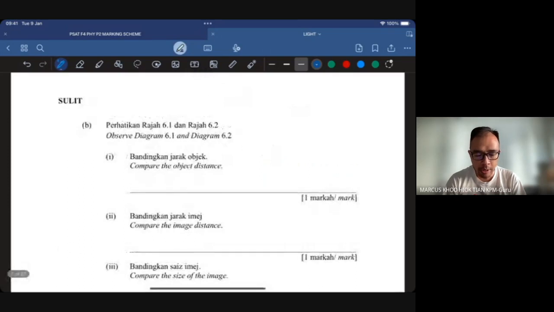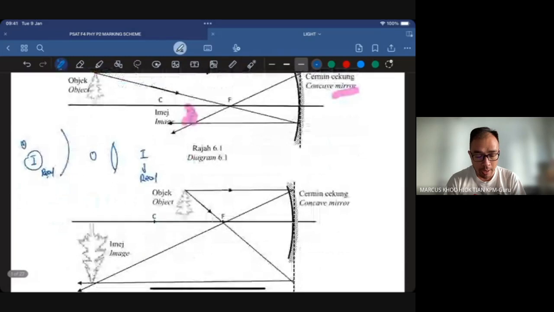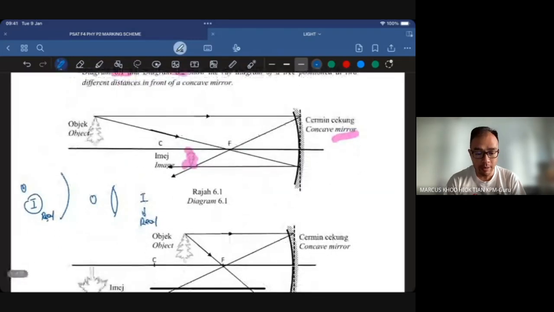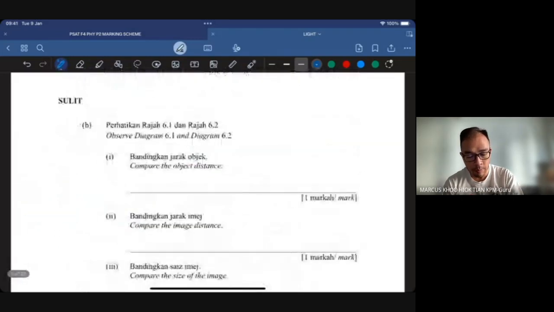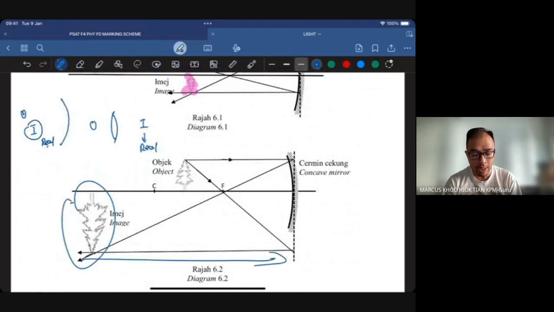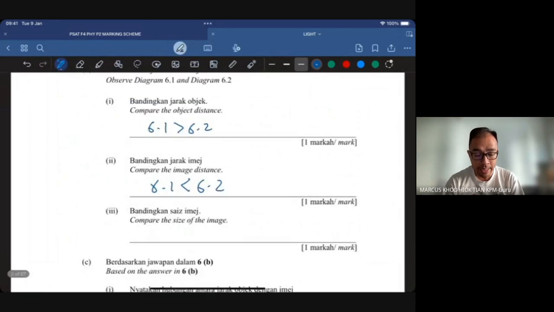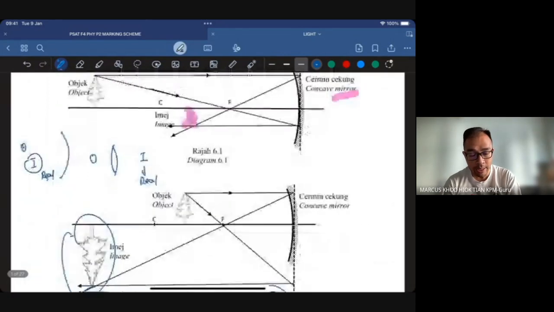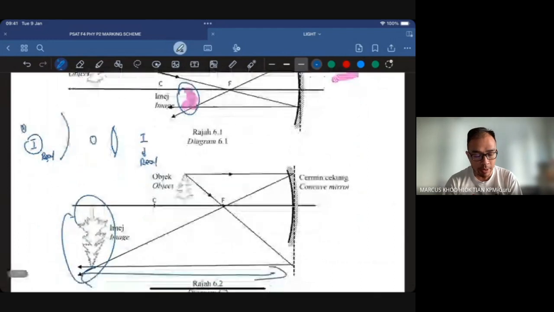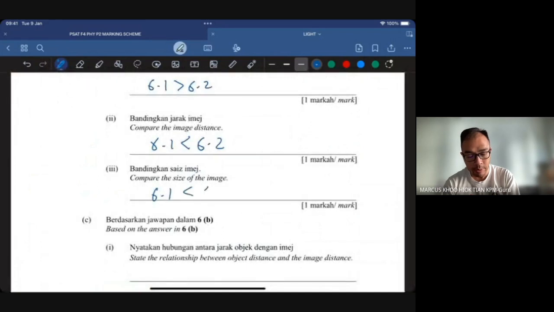All right, observe 6.1, 6.2, compare the object distance. As you can see quite clearly over here, 6.1 is bigger than 6.2. In terms of the image distance, the image of 6.2 is much further. Its distance here is further. So 6.1 is smaller than 6.2. The size of the image, you can even see it here. This is the image for 6.1. This is the image for 6.2. So 6.1 is less than 6.2.